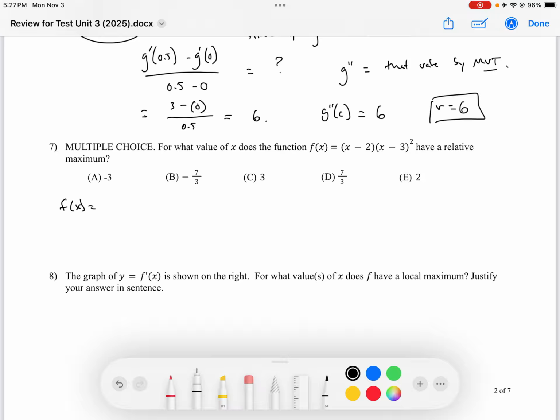So f of x would be x minus 2 times x squared minus 6x plus 9. So that is x cubed minus 6x squared plus 9x minus 2x squared plus 12x minus 18, which is x cubed minus 8x squared plus 21x minus 18. Therefore, f prime of x should be equal to 3x squared minus 16x plus 21. Okay, setting that equal to 0.